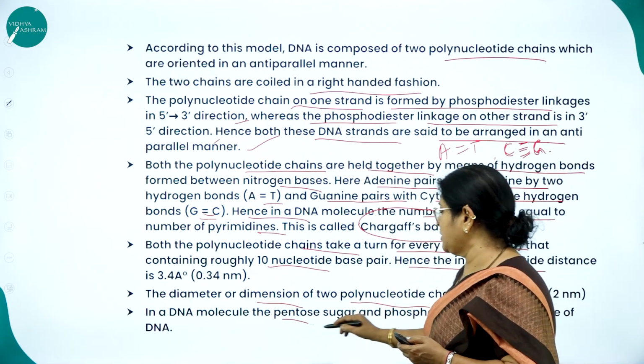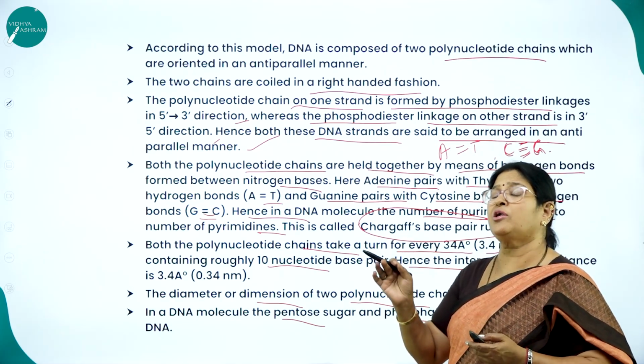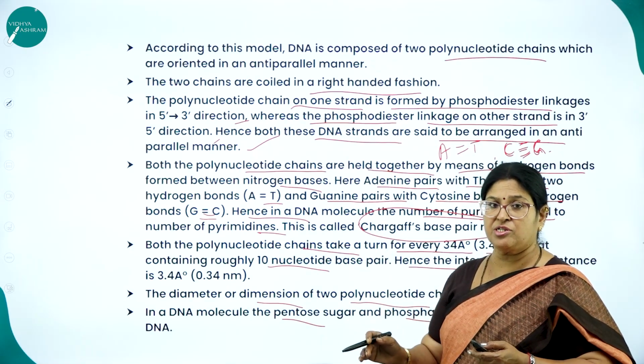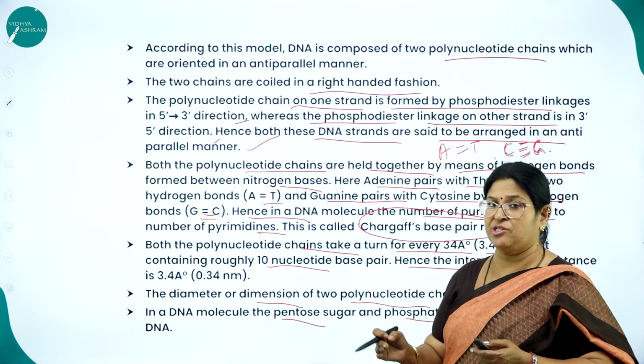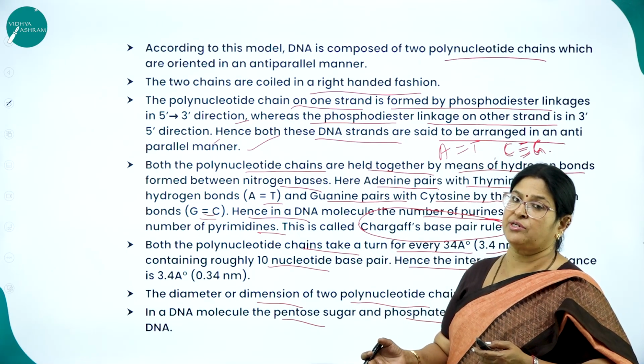In a DNA molecule, the pentose sugar and phosphate form the backbone of DNA. So, totally what are the three very important chemical components of a DNA molecule? 4 nitrogenous bases, that is adenine, guanine, cytosine and thymine, a pentose sugar called deoxyribose sugar, and a phosphate group.